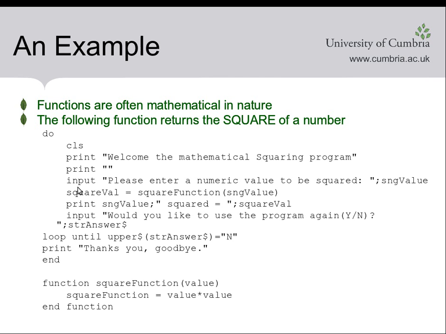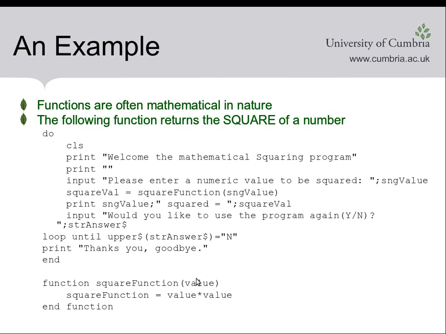So this variable square val will be assigned the result of whatever square function returns, and square function is passed a single value, SNG value. Let's have a look at the function down here. It starts with the keyword function. There's the same name as here, exactly the same name, square function, and again the parentheses indicate that it is a function and that we have some parameters. If we have no parameters, we still need the parentheses, they'll just be empty.